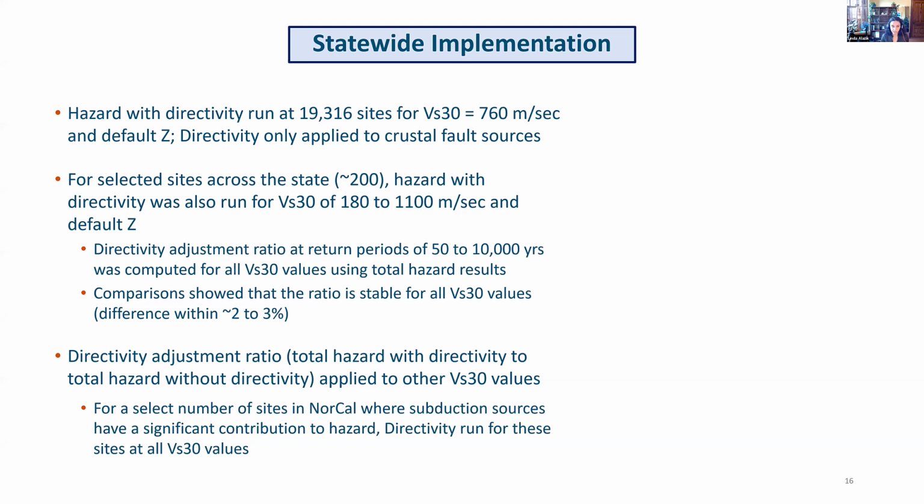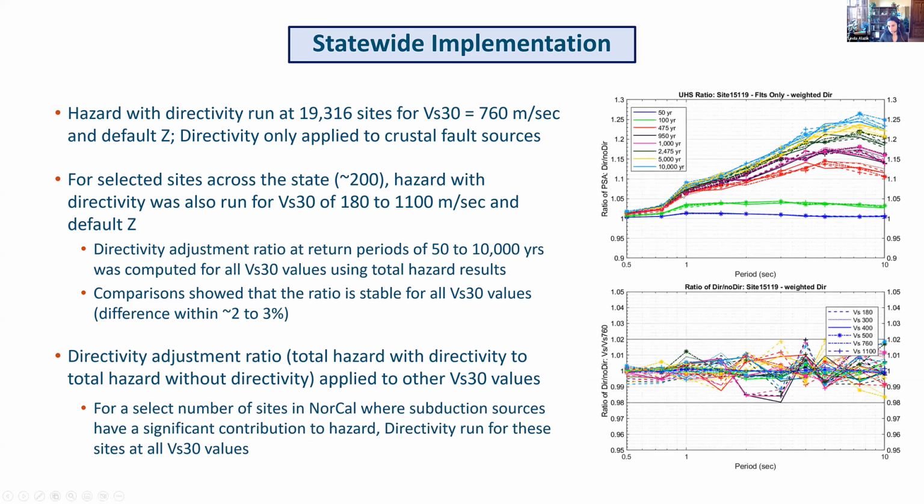So to do that, we actually did some extensive site testing. We selected about 200 sites across the state, computed hazard with directivity at all our VS30 values between 180 and 1100 meters per second, and compared the directivity adjustment factor or ratio at different return periods between 50 and 10,000 years obtained from the different VS30 values.